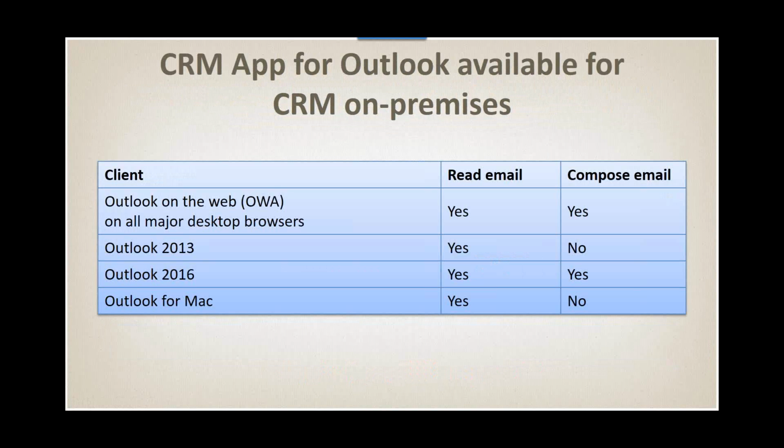So it will actually allow you to plug it into OWA. So you can actually have a CRM experience inside of Outlook Web Access to both read and compose email. If you're on Outlook 2013, you can read email but not compose. If you're on Outlook 2016, you can read and compose. And Outlook for Mac, we can only read, not compose.